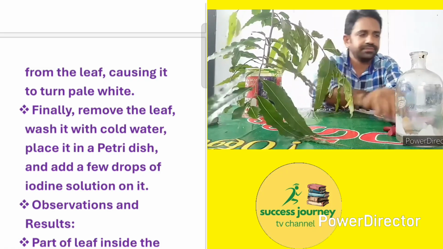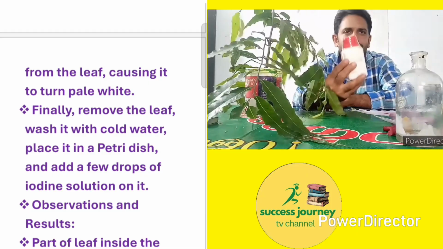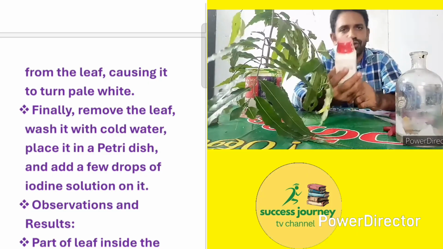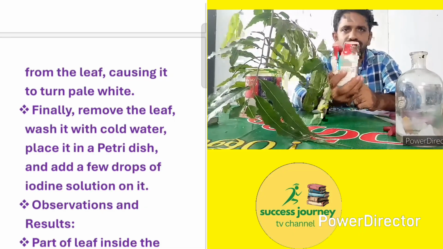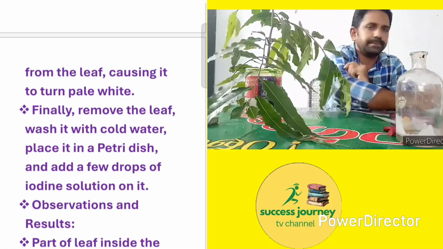So when we boil for 4 or 5 minutes, the leaf completely turns from green to pale white. Finally, remove the leaf and wash it with cold water. Place it in a petri dish and add a few drops of iodine solution on it.